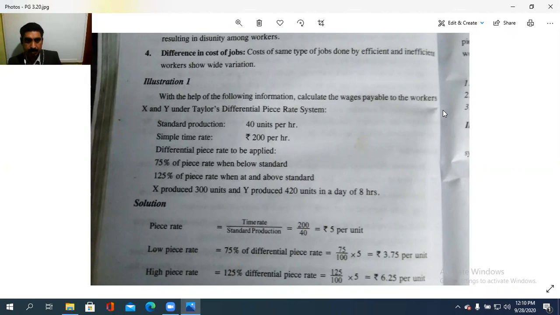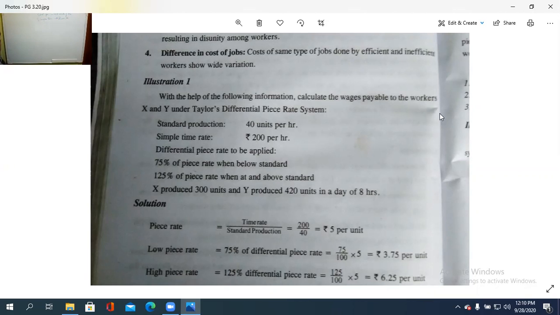One example: with the help of the following information, calculate the wages payable to the workers X and Y under Taylor's differential piece rate system. Standard production is 40 units per hour. Then the simple time rate is how much? Rupees 200 per hour.